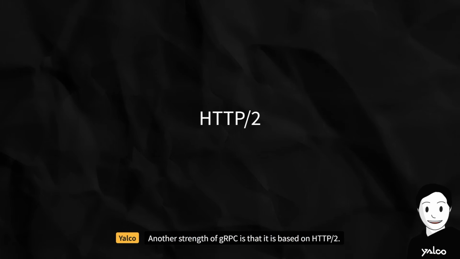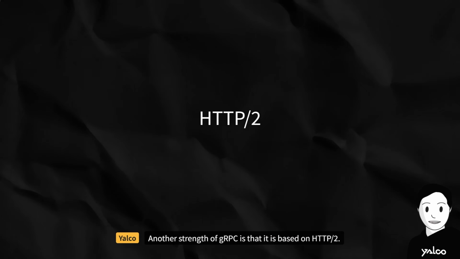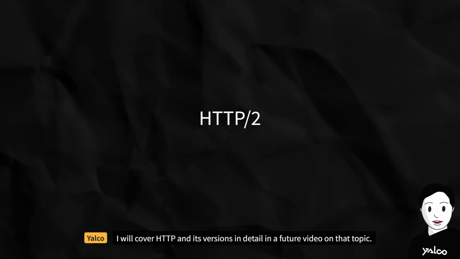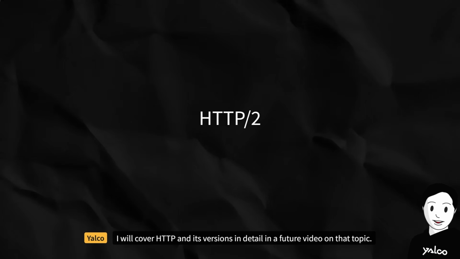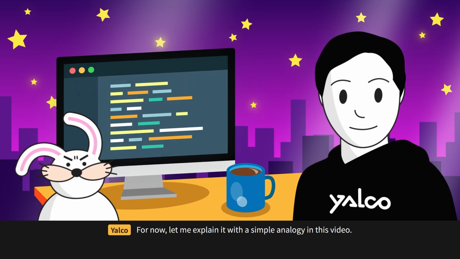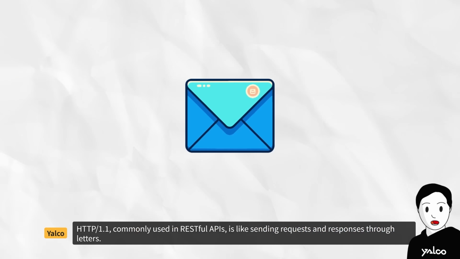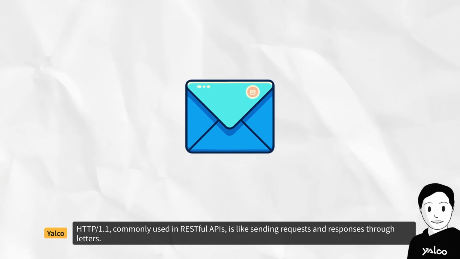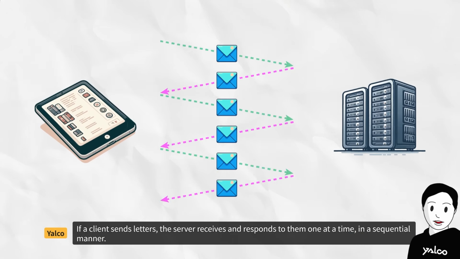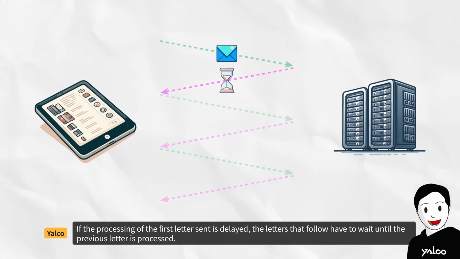Another strength of gRPC is that it is based on HTTP2. I will cover HTTP and its versions in detail in a future video on that topic. For now, let me explain it with a simple analogy in this video. HTTP 1.1, commonly used in RESTful APIs, is like sending requests and responses through letters. If a client sends letters, the server receives and responds to them one at a time in a sequential manner. If the processing of the first letter sent is delayed, the letters that follow have to wait until the previous letter is processed.